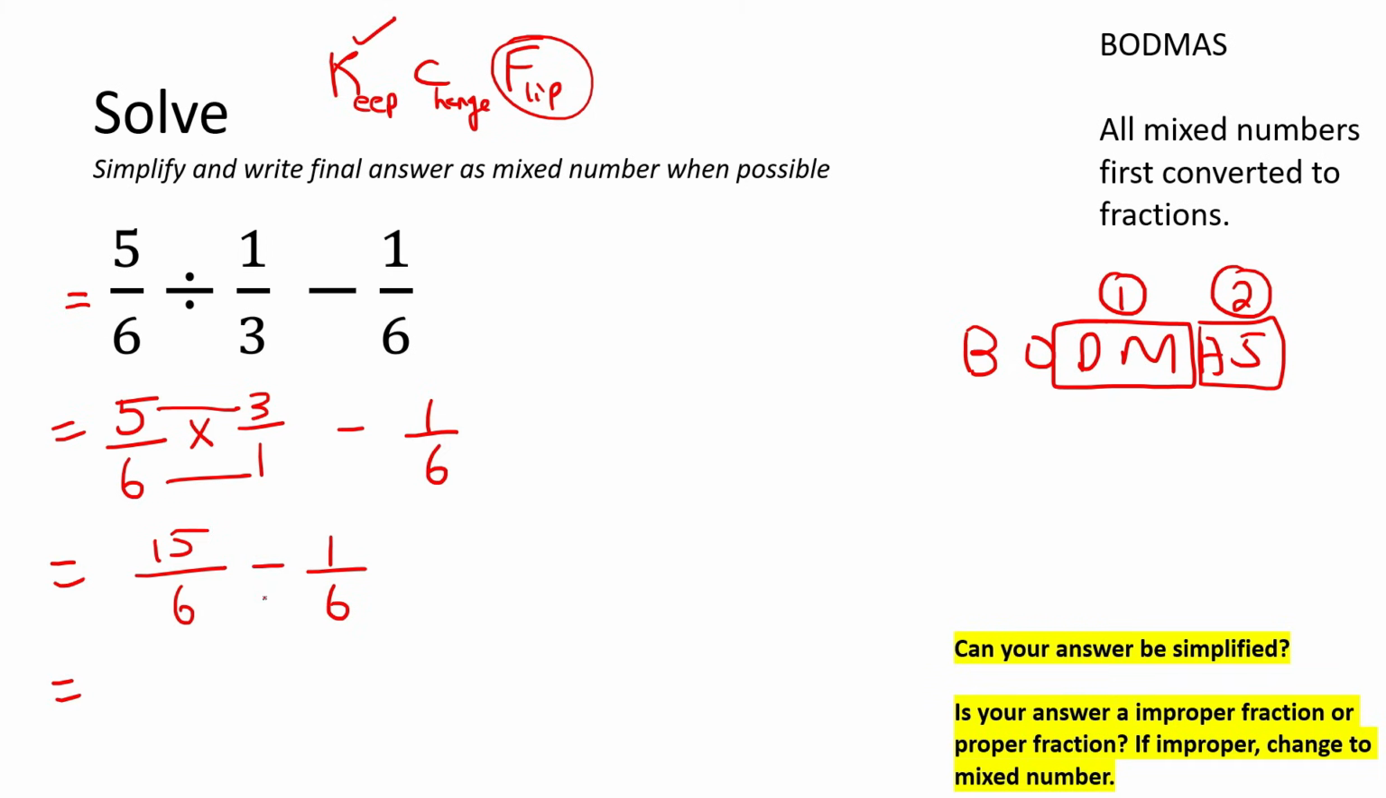Now remember, when you add or subtract fractions, the numbers at the bottom must be the same. Well, they are. Lucky for us. So we're simply going to say 15 minus 1, and that'll give us 14.